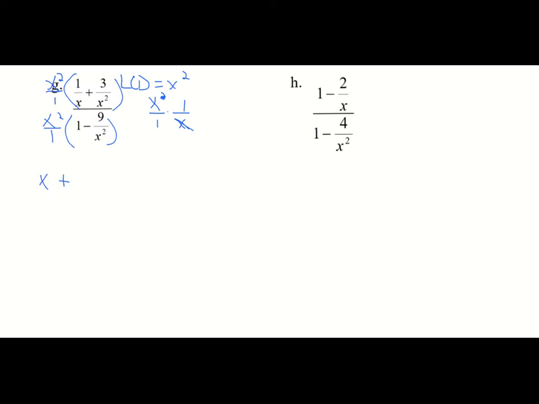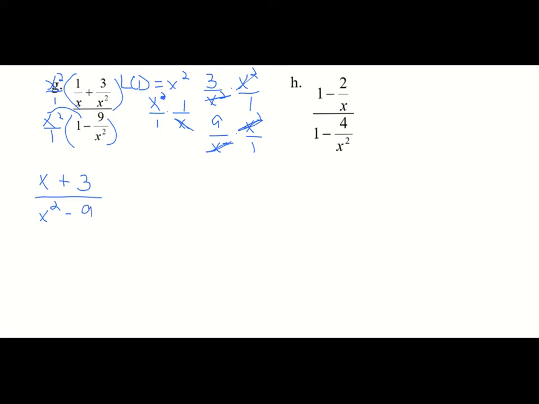So we have x plus, if I do 3x squared times x squared over 1, my x squareds will cancel, and it leaves me with a 3. 1 times x squared is going to be x squared, minus, and then if we do 9 over x squared times x squared over 1, those x squareds cancel out and leaves me with a 9.